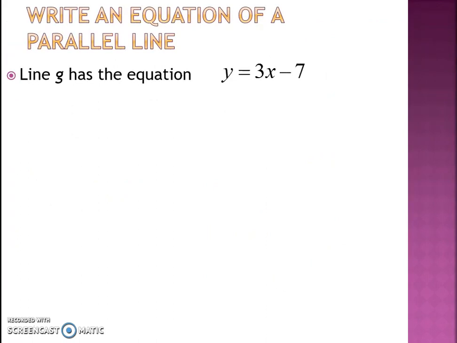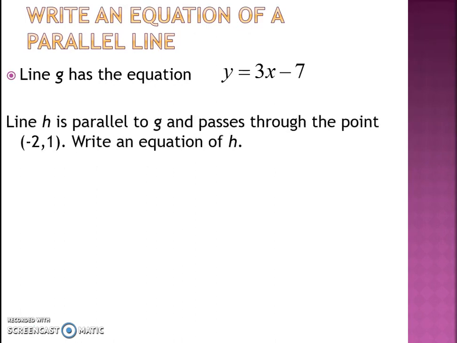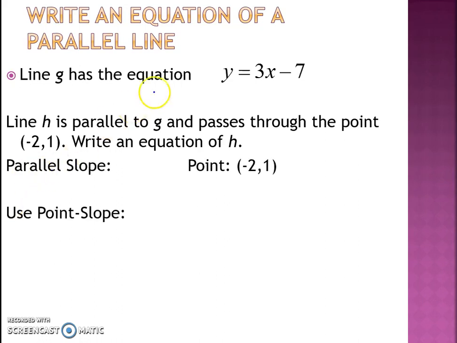Write an equation of a parallel line. Line G has the equation y equals 3x minus 7. Line H is parallel to G and passes through the point (negative 2, 1). Write an equation of H. So here we're going to write the slope. The slope is going to be the same, which is 3. If two lines are parallel, they have the same slope.